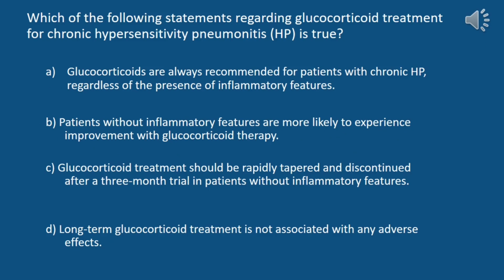Which of the following statements regarding glucocorticoid treatment for chronic hypersensitivity pneumonitis, HP, is true? A. Glucocorticoids are always recommended for patients with chronic HP, regardless of the presence of inflammatory features. B. Patients without inflammatory features are more likely to experience improvement with glucocorticoid therapy. C. Glucocorticoid treatment should be rapidly tapered and discontinued after a 3-month trial in patients without inflammatory features. D. Long-term glucocorticoid treatment is not associated with any adverse effects.